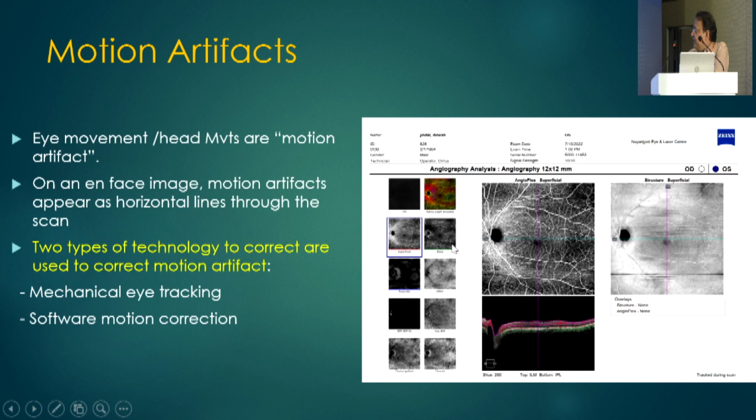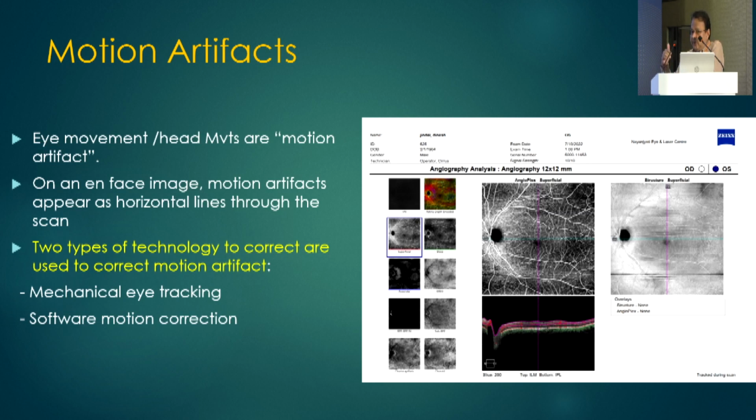Motion artifact: if you see these lines here on the structural images, this tells us that the patient fixation was not good when the image acquisition was taking place. And motion artifacts are taken care of by two softwares. One is an eye tracking device and the other is software motion correction. Because of this tracking, most of the machines now have a tracking device, so motion artifacts are becoming lesser and lesser.